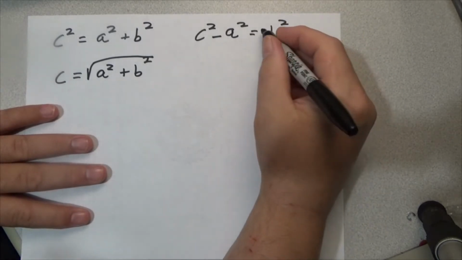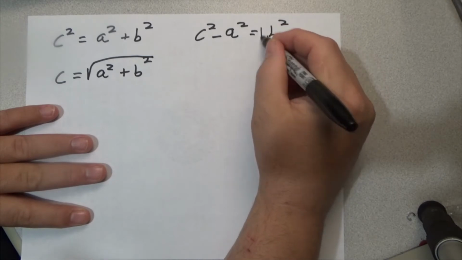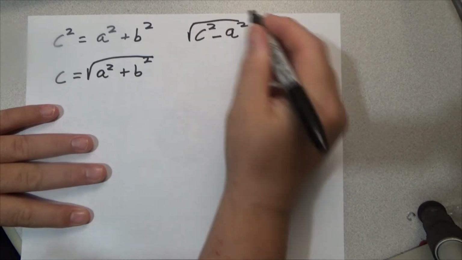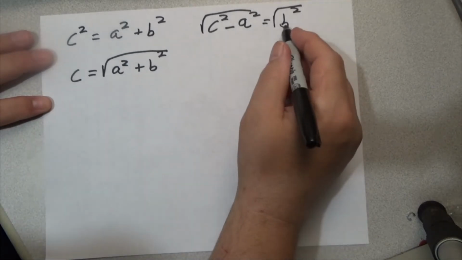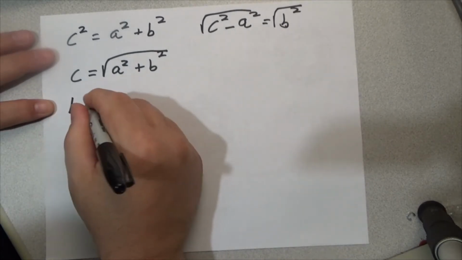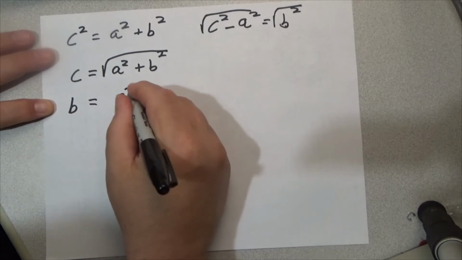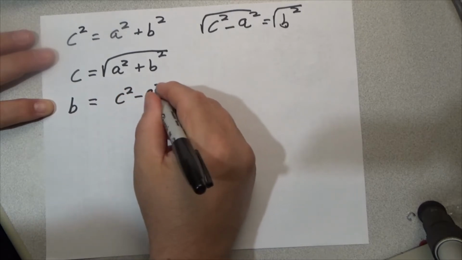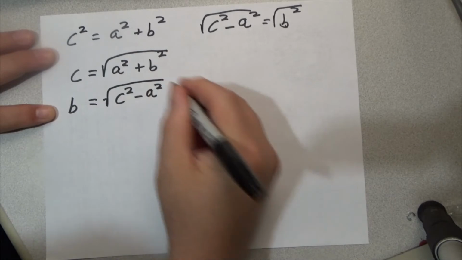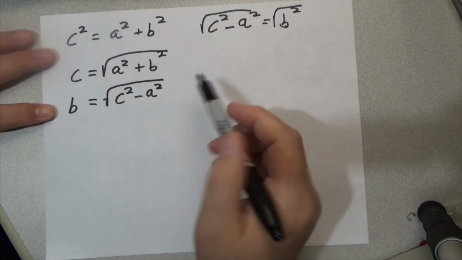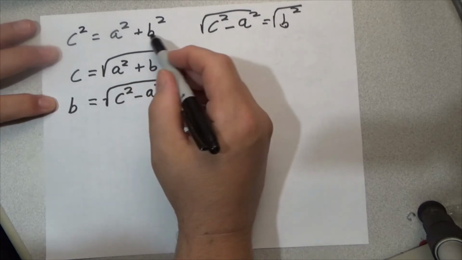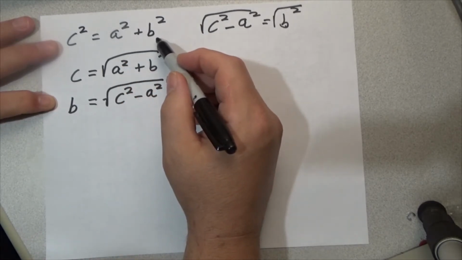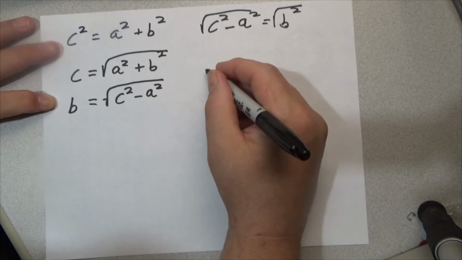All right? So I want b, not b squared, so I take the square root of that, and I take the square root of that. So I get b is equal to the square root of c squared minus a squared. Well, what if I'm looking for a? So over here, I'm going to algebraically solve this for a.